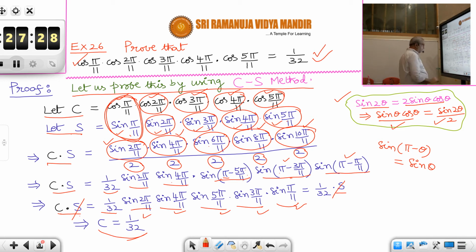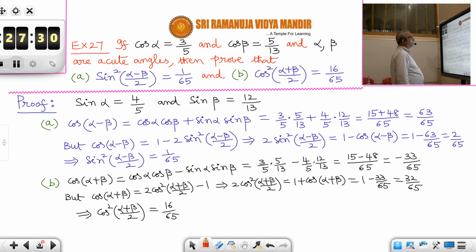Okay, let us see example number 27. If cos alpha is equal to 3 by 5 and cos beta is equal to 5 by 13 and alpha, beta are acute angles, then prove that sin square alpha minus beta by 2 is equal to 1 by 65, and the second bit is cos square alpha plus beta by 2 is equal to 16 by 65.